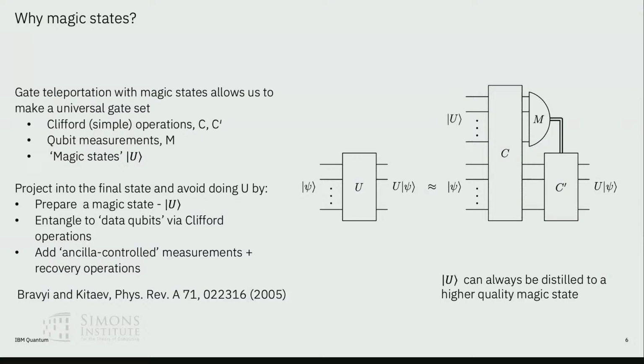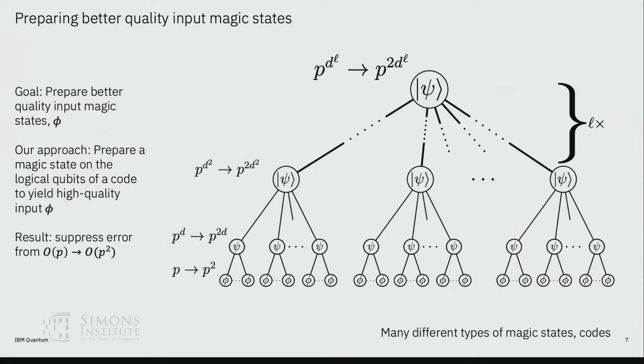This magic state distillation protocol allows you to make many copies of these noisy magic states and probabilistically prepare a high quality magic state at the end. For the magic state input that you use for distillation, why not start from a better quality input state? So the goal of our work was to prepare a better quality input magic state. The way we did that was to prepare a magic state on the logical qubit of a code, which suppressed the error from p to p squared. This just shrinks the size of the distillation procedure. When you have a target fidelity, starting from a suppressed error, you need fewer distillation rounds to achieve the target.